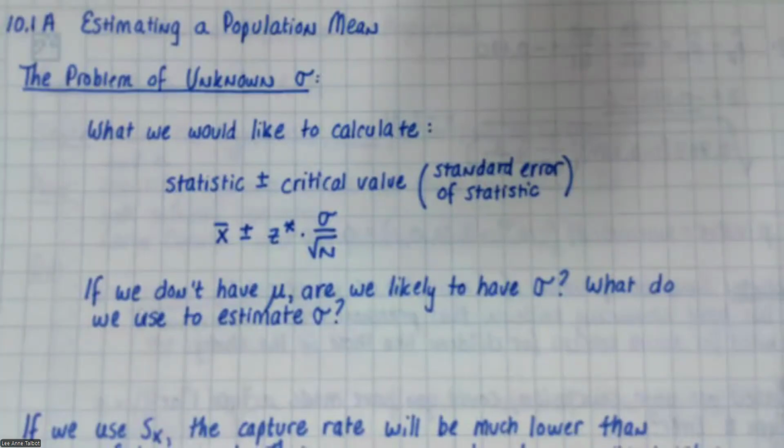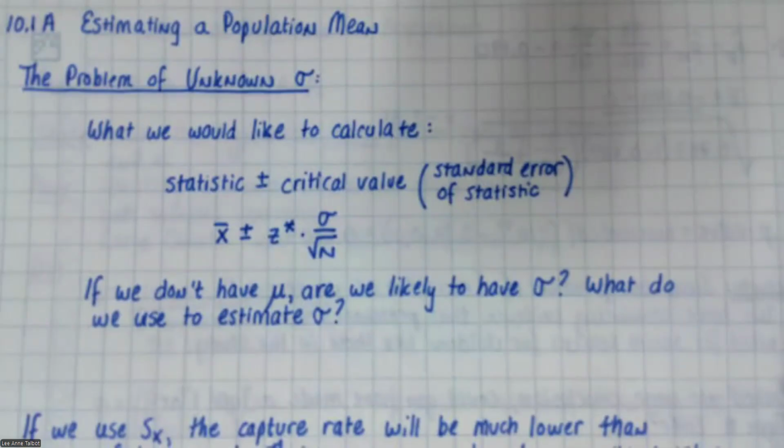Okay, so here's what I'm saying. This is what we would like to calculate. This is what we would love to do. I would like to be able to plug in the sample mean. I'd love to be able to use critical value z star. I would love to be able to plug in the population standard deviation there. But as I said, if you don't have the population mean, how likely are you to have the population standard deviation? You're not gonna have it.